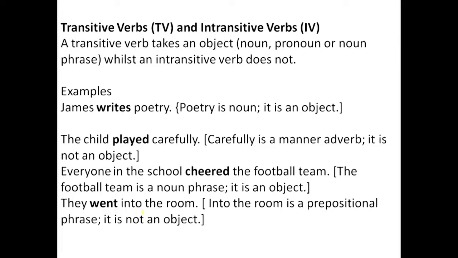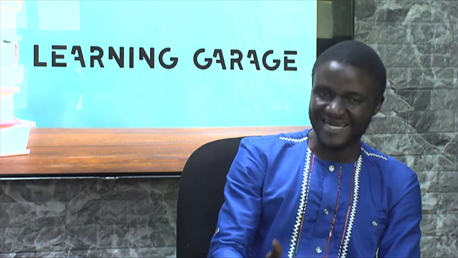Okay, so now we come to the next aspect of our class: transitive verbs, TV for short, and intransitive verbs, IV for short. What are they? Transitive verbs are the kind of verbs that allow a noun or noun phrase or pronoun after them, meaning they take an object. If you have difficulty knowing what an object is, a transitive verb is a verb that can allow a noun or a pronoun or a noun phrase after it.